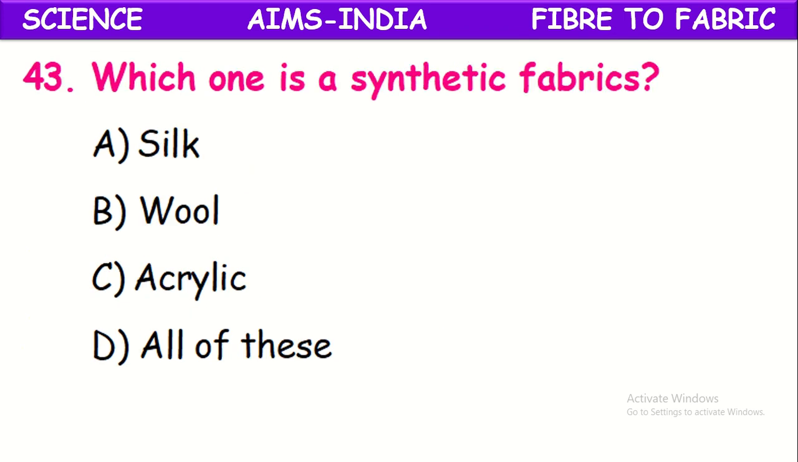Which one is a synthetic fiber, synthetic fabric? See here, out of the given, which is synthetic fiber? Silk is an animal fiber. Wool is also a natural fiber and animal fiber. But acrylic is prepared in the laboratory, so it is a synthetic fiber. Okay, next.